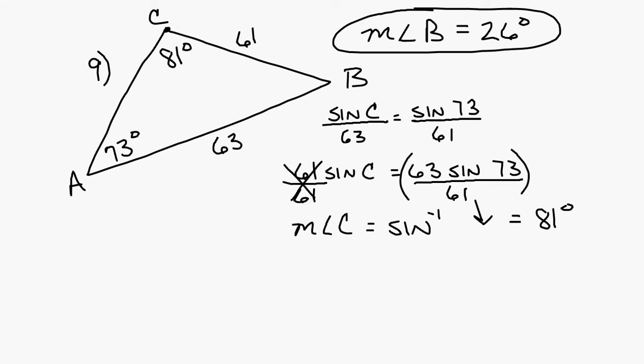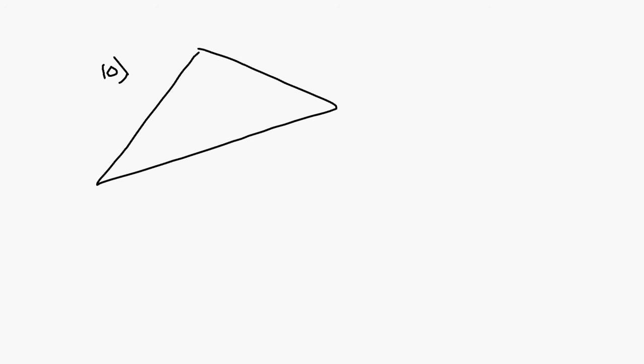Number 10 and 13 deal with law of cosines. So number 10, triangle FGH. Lowercase g is 17. Lowercase h is 24. The measure of angle F is 66. Find the measure of lowercase f, which would be this side. Round your answer to the nearest whole number.